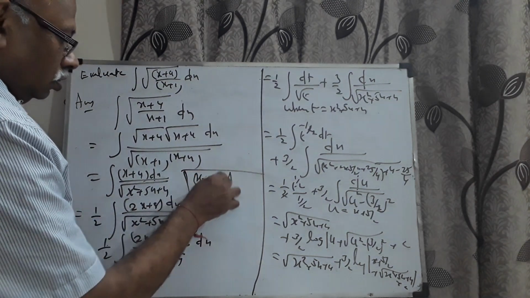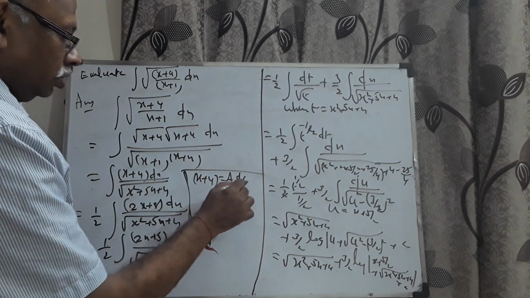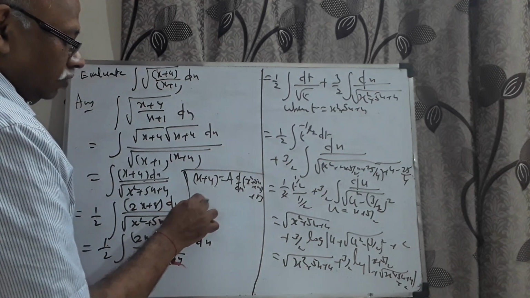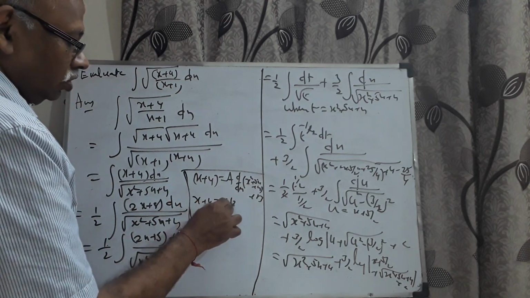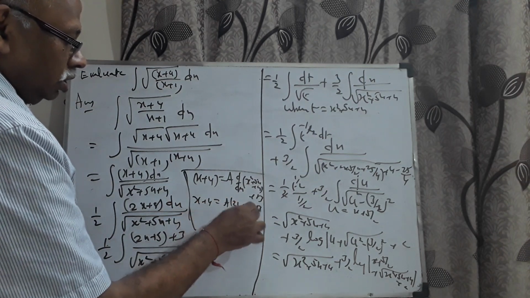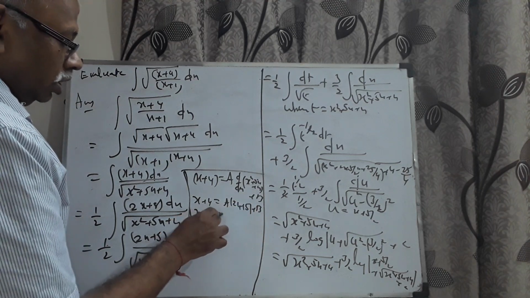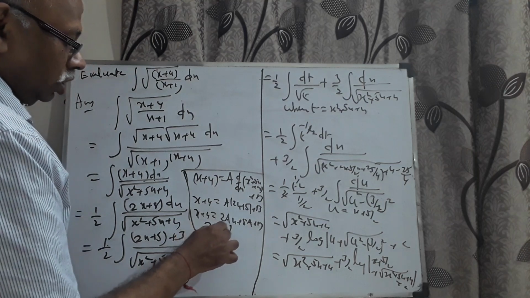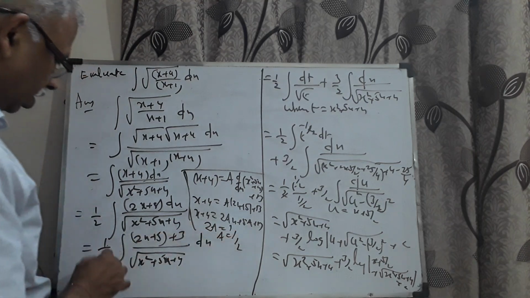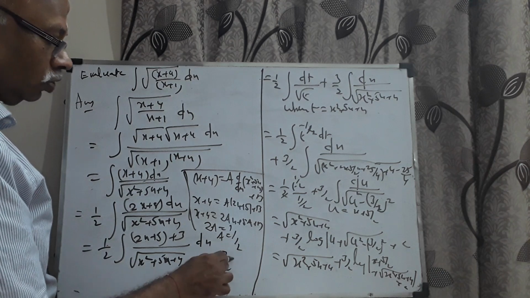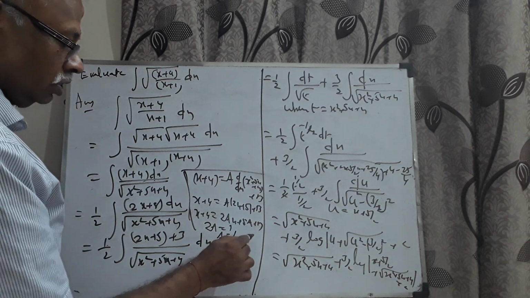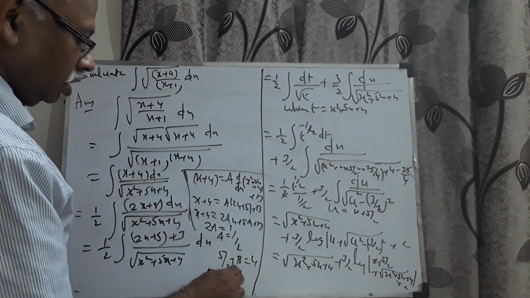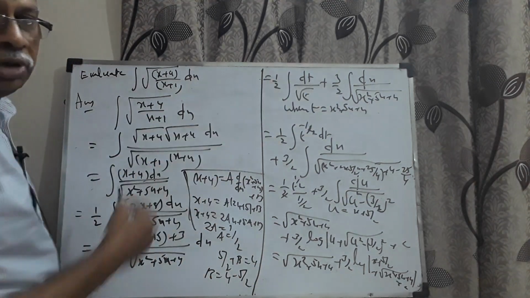X plus 4 is equal to A into d by dx of x square plus 5x plus 4 plus b. Therefore, x plus 4 becomes A into 2x plus 5 plus b. Therefore, x plus 4 becomes 2ax plus 5a plus b. See here, 2a is 1, a is half. I am getting a is half. Now, 5 by 2 plus b is 4. Now b is 4 minus 5 by 2. I get 3 by 2. My b is 3 by 2.